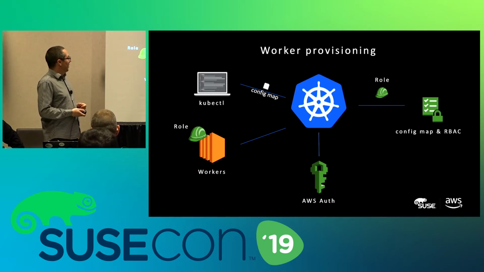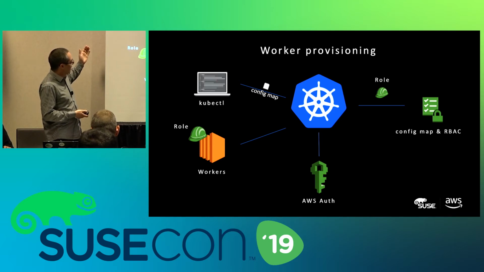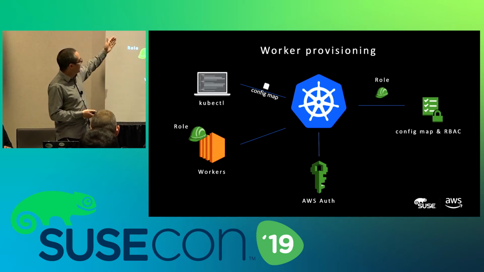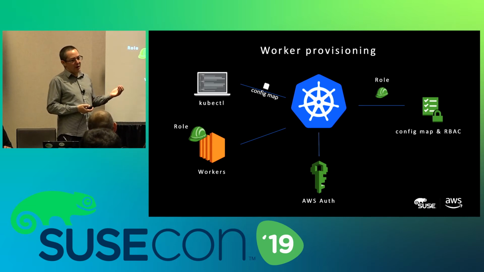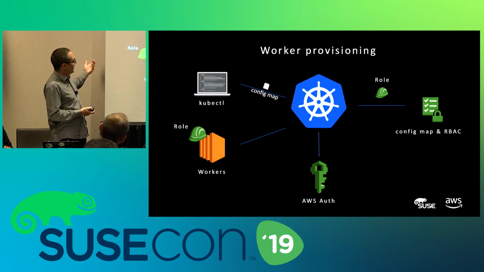The kind of overview of the whole process of provisioning a worker. Once you've made that initial API call to create the cluster, you'll set up kubectl, the Kubernetes CLI, and the first thing that you'll need to do is create a special configuration map in Kubernetes, and that maps an AWS IAM identity across to a RBAC role. So you say this entity is allowed to do these things in the cluster.